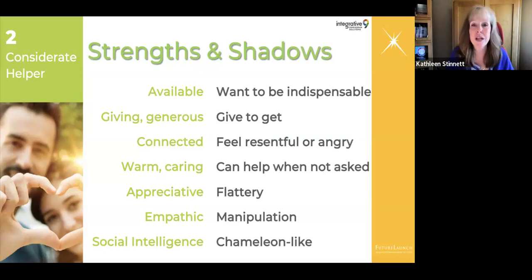And of course, our shadow is that sometimes the 2 is giving to get something in return, whether that's appreciation or the sense that they are lovable, or sometimes they give, and when they don't get that appreciation back, they double down on their giving, and this can lead to a feeling of resentment or pride. And so the vice of the 2 is pride. Don't you see how much I'm helping? Don't you see how much I'm giving?